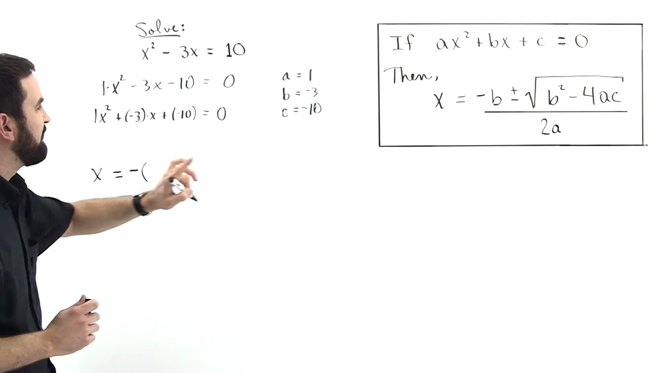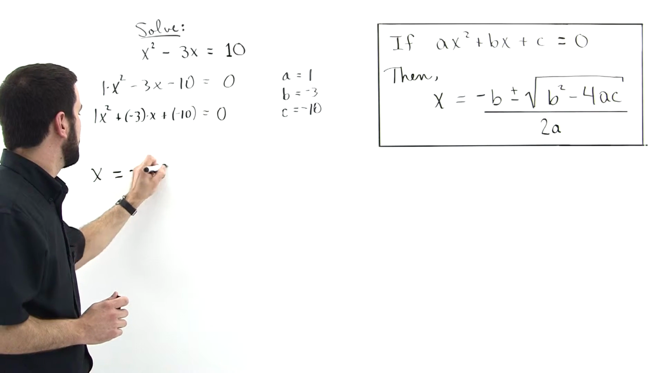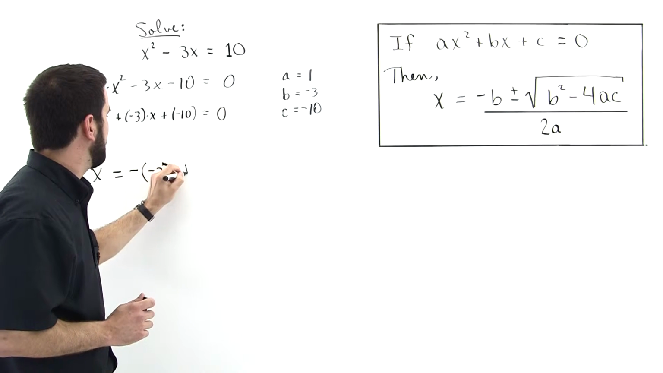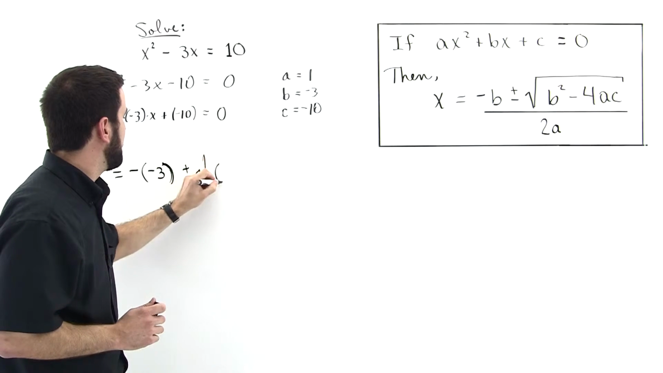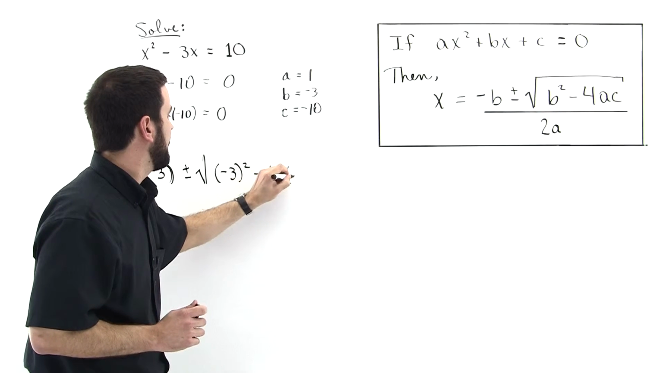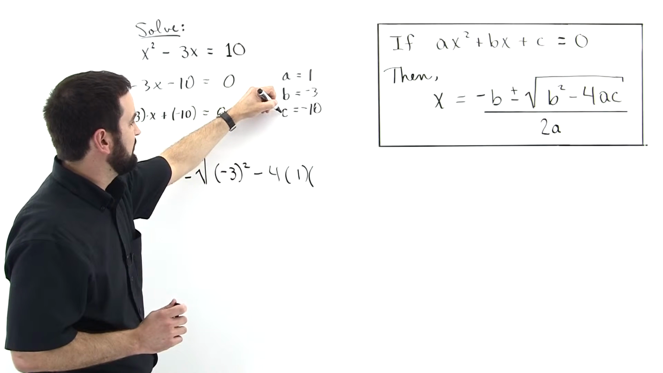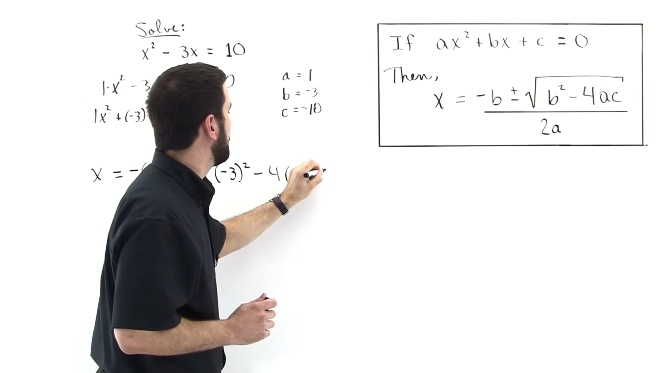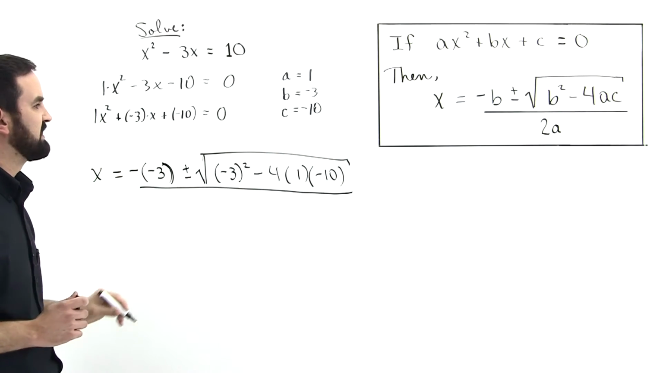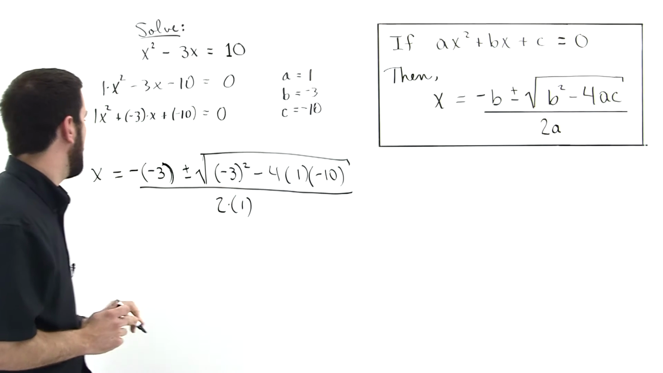So then negative b, see b is negative 3, so we have negative 3. You see how these negative signs are going to cancel, right? In the next step. And then plus or minus square root of b squared, negative 3 squared, minus 4 times a, which is positive 1, times c, which is negative 10. And then that whole thing is divided by 2 times a, and then a is 1, right?